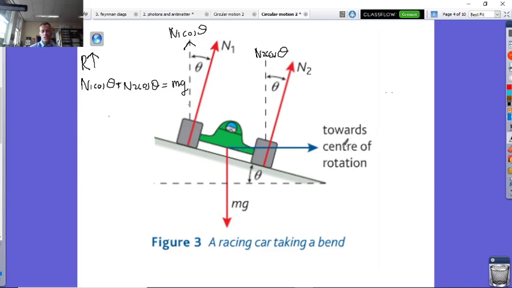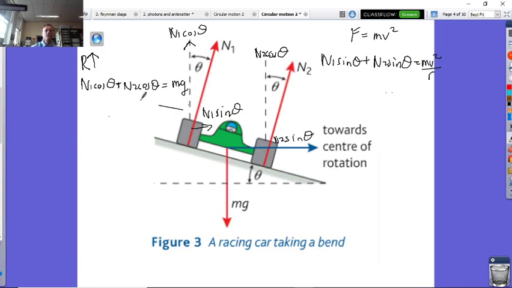Then, on the second equation, I know this force going inwards is going to provide a centripetal force, and that must be my F equals mv squared over r. Well, I know that one acting this way is going to be N1 sine theta, and that one acting that way is going to be N2 sine theta. Therefore, you should get the drift now, the total force going that way is going to be N1 sine theta plus N2 sine theta. That must then equal mv squared over r.